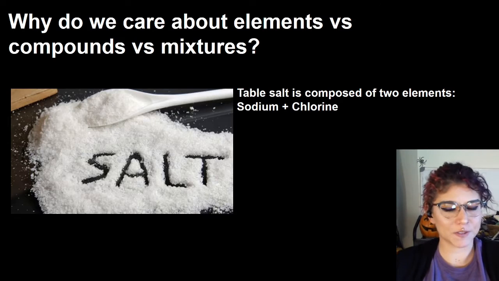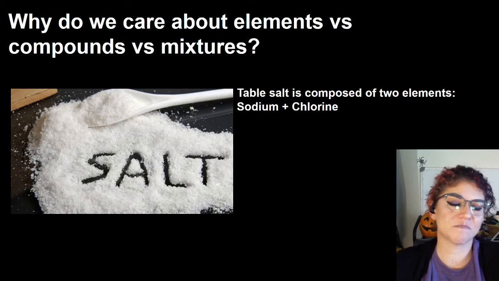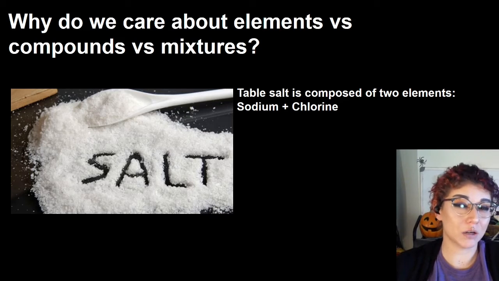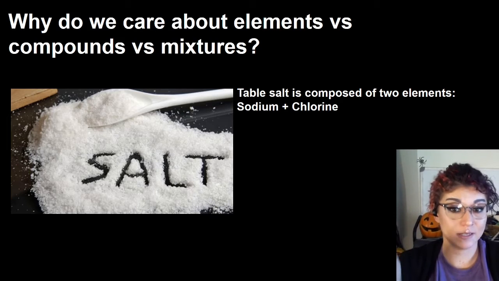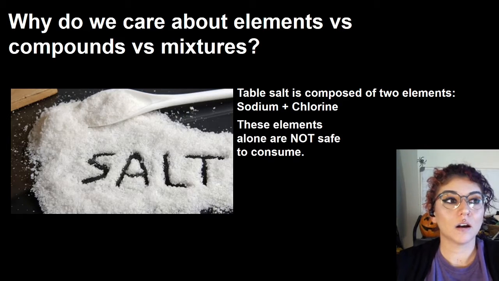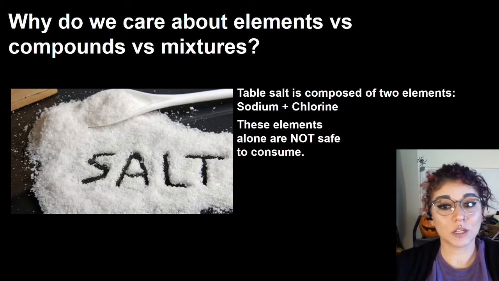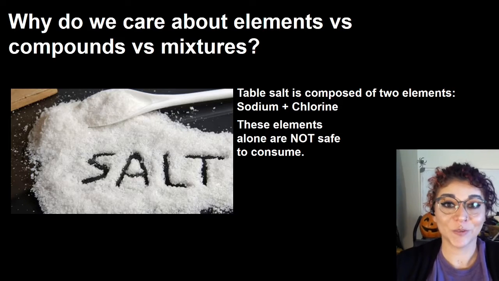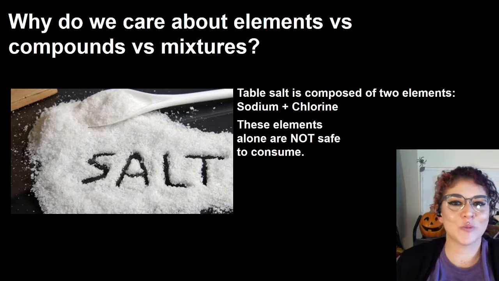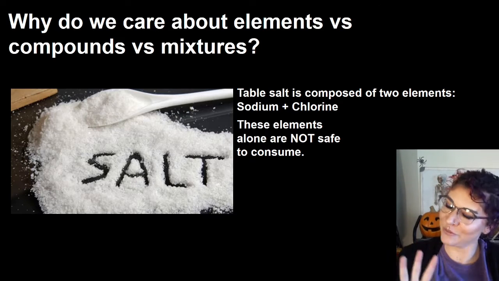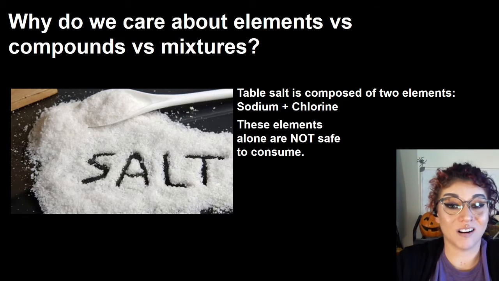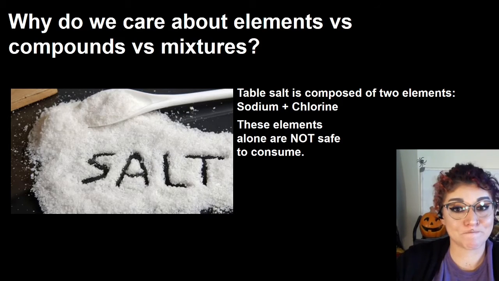So again, why do we care about classifying all of this? Think of table salt. You might have a salt shaker on your kitchen table. Table salt is actually composed of two elements, sodium and chlorine. Together, when sodium and chlorine make table salt, we can consume this, right? We can put salt on our food, we can eat it, we'll be fine within moderation. These elements alone, though, are not safe to consume.